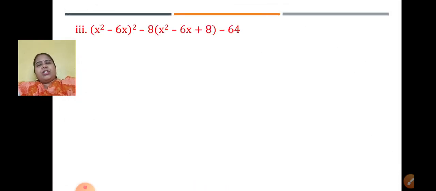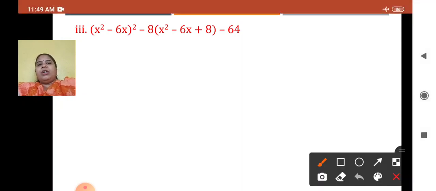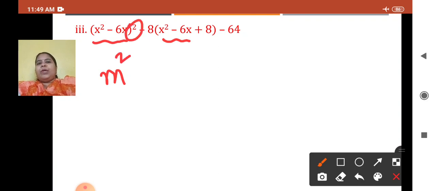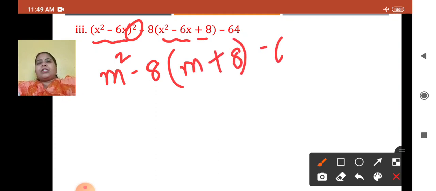The next question is again the same type. I have just taken it so that you will have practice of it. Start writing it fast. You can immediately see the common part here. Let us assume it as m. This will be m. There is already a square out here. So it will be m square. Right? Minus 8 as it is in the bracket. Compulsorily write it in the bracket as m. And what is left? Plus 8. Minus 64. I hope you are understanding it.